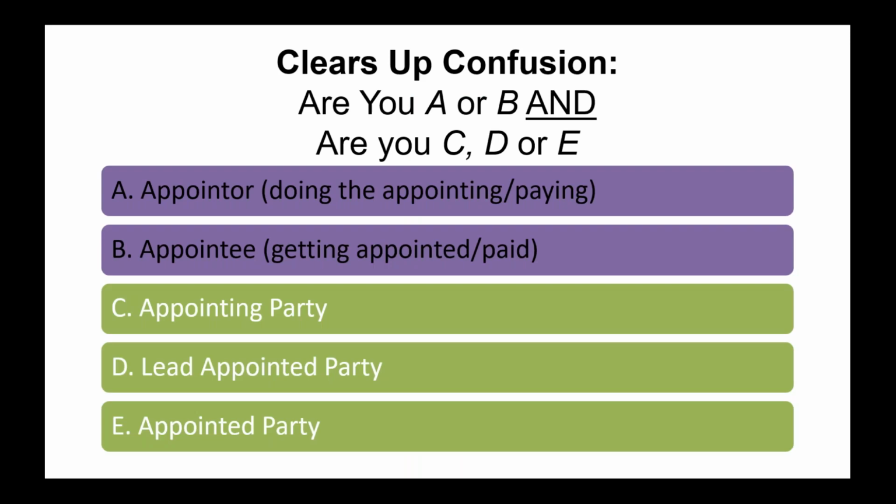Another one that we found was causing some confusion was the various terminology. Now, there's been a lot of content added to assist on that, including some handy graphics. But by way of explanation, you will be either an appointer or appointee. So you're the one doing the appointing, you're the one paying the bills, or you're the one getting appointed, or you're the one receiving the money, you're the one doing the services. So you're one or the other.